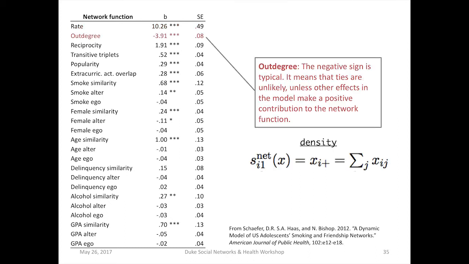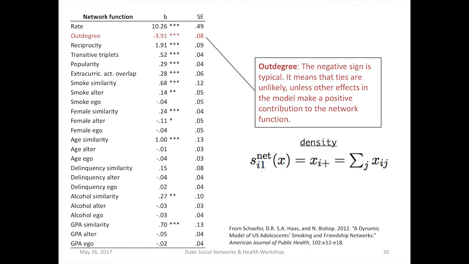Out-degree effect. Negative out-degree effect, so ties are going to be unlikely. In the model itself, this is called density. You don't even need to specify it, it's automatically included, but if you ever need to refer to it, maybe set a value or something, it's the density effect.